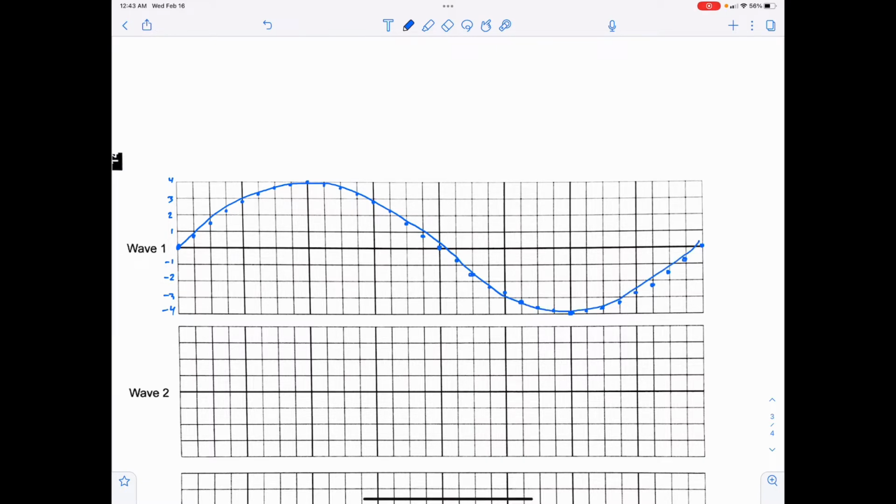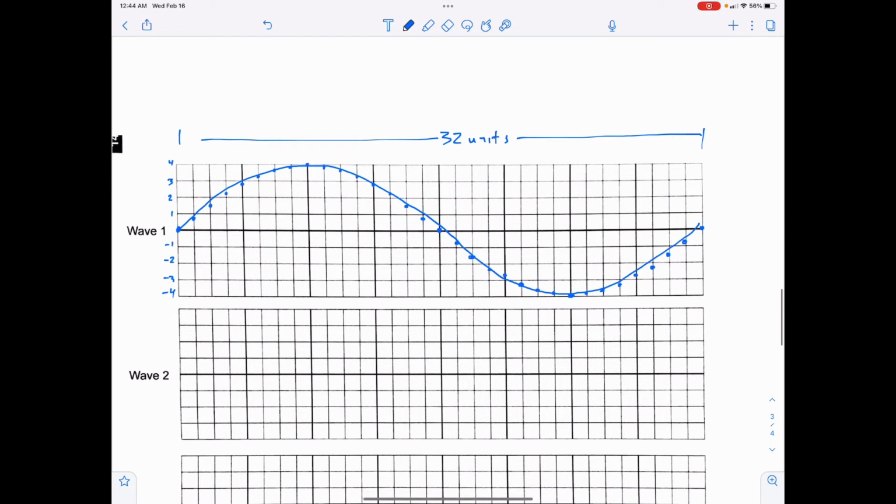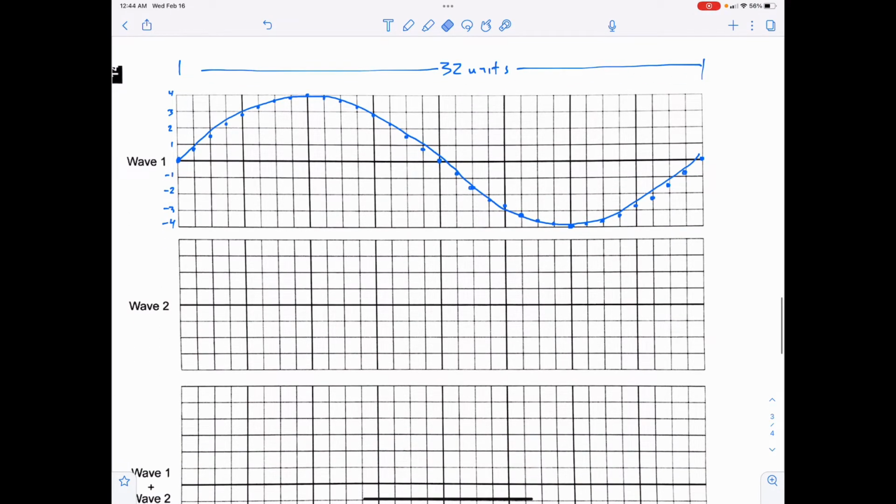Okay, and I've got a wave that has a wavelength of 32 units long, right? Because that's one complete cycle right there. Okay, now let's graph wave 2.